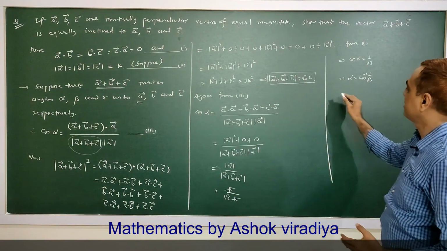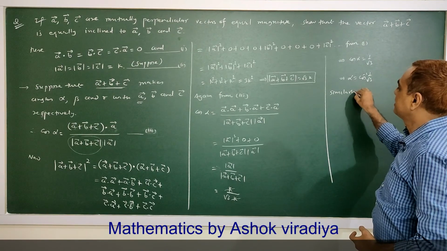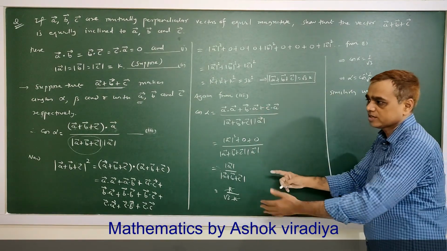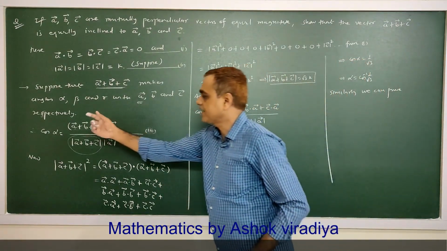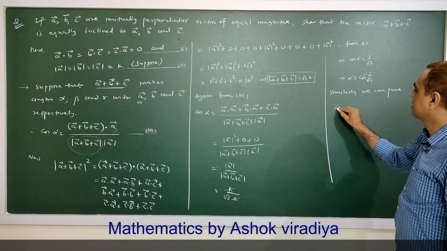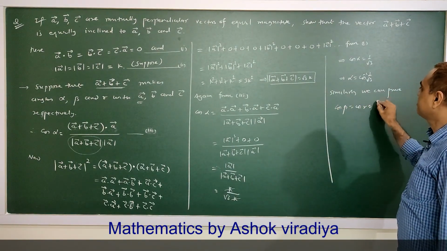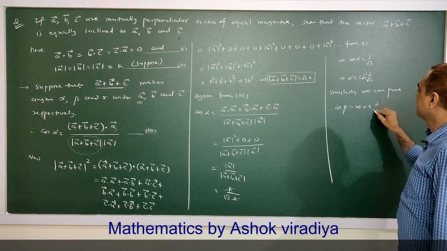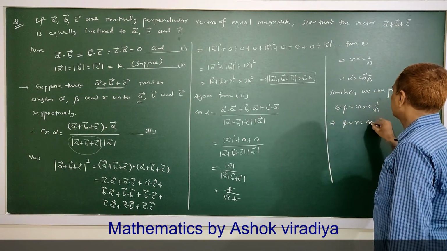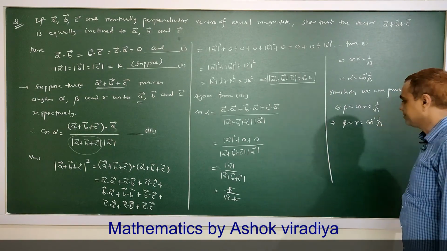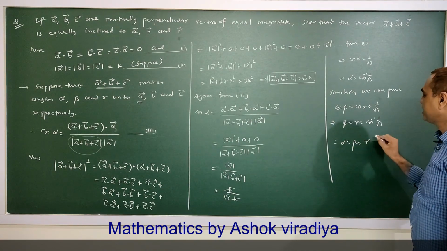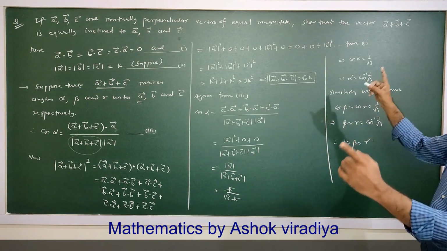And similarly, by a similar procedure we can find cos beta and cos gamma. So cos beta and cos gamma can be proved to be 1 by root 3, that is, beta and gamma are cos inverse 1 by root 3. Therefore alpha equals beta equals gamma. So the result is proved.